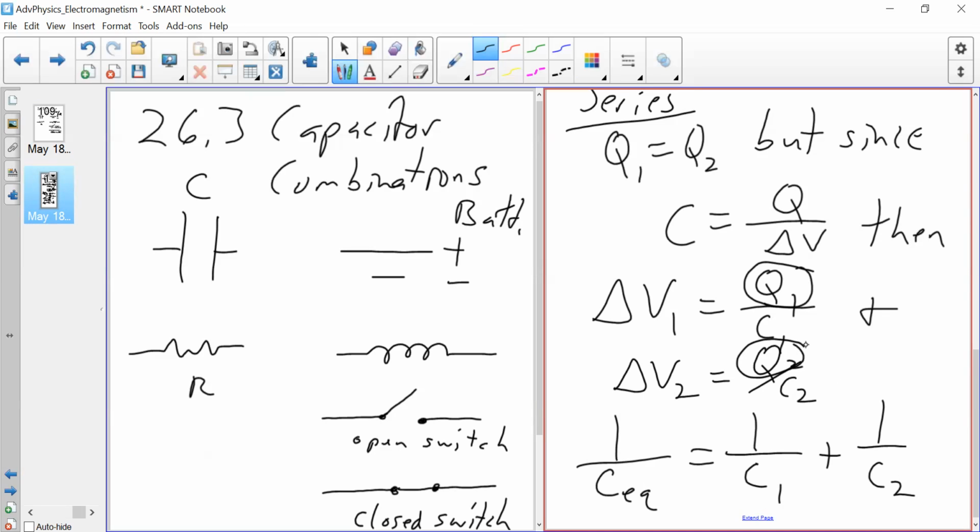So in terms of the capacitance, the total capacitance or the equivalent capacitance for C1 and C2 would be the sum of both of those capacitances, 1 over C1 plus 1 over C2.